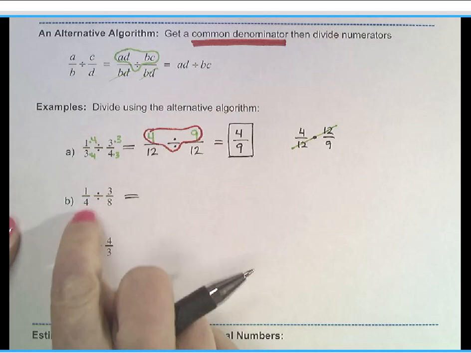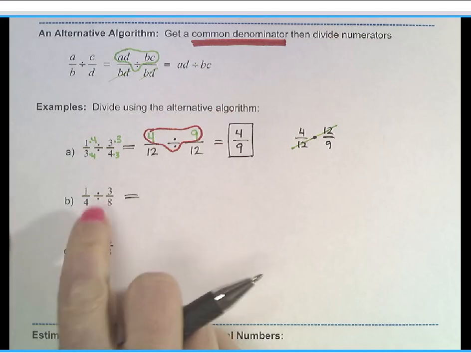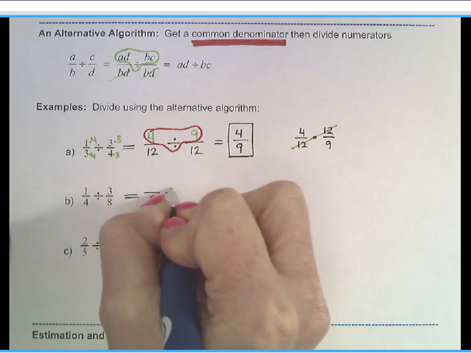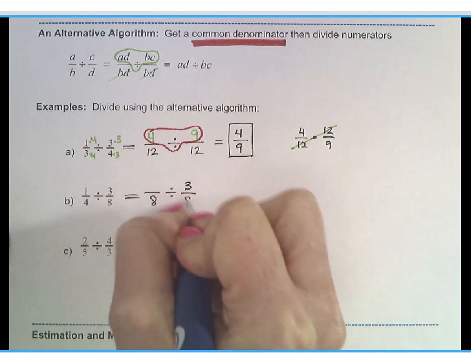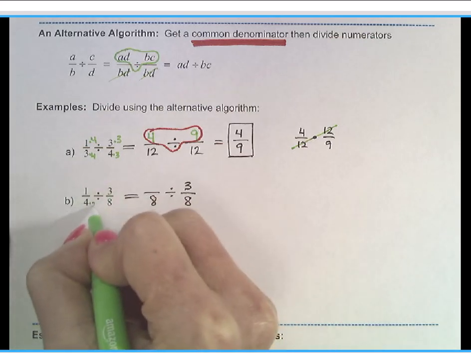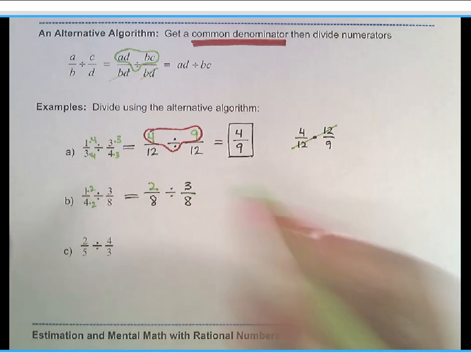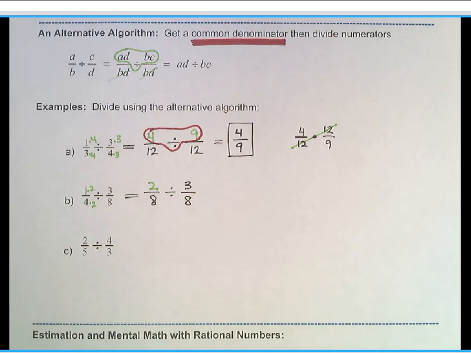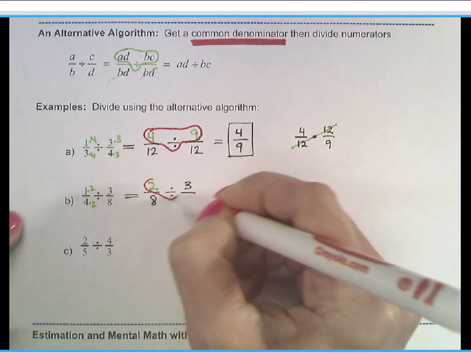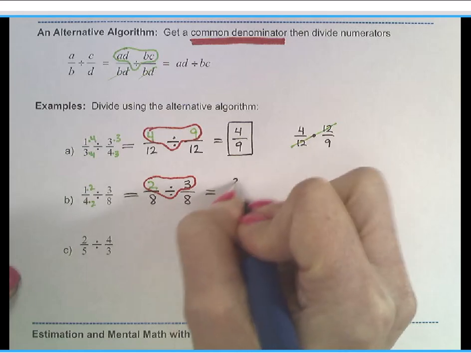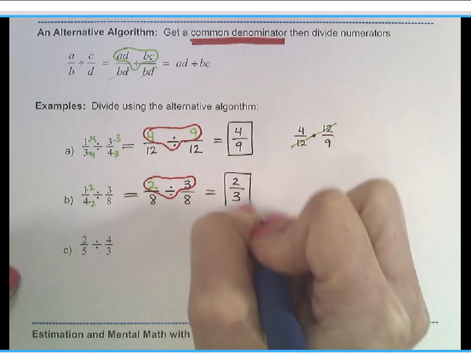All right, what would be a good common denominator if we wanted to get a common denominator? I think 8 would be probably the best. So the second fraction already has an 8. I don't have to change anything there. But this first fraction I would need to multiply by 2. So then I have 2 eighths divided by 3 eighths. And if you have a common denominator, you just divide the numerators and you get 2/3. Easy peasy.